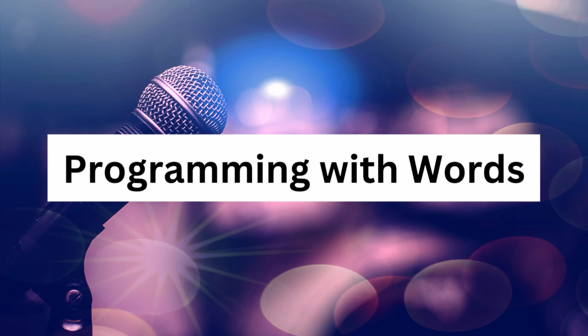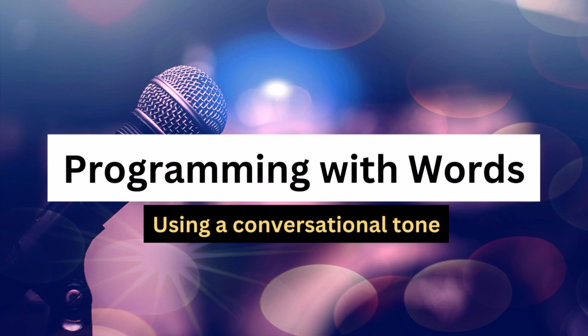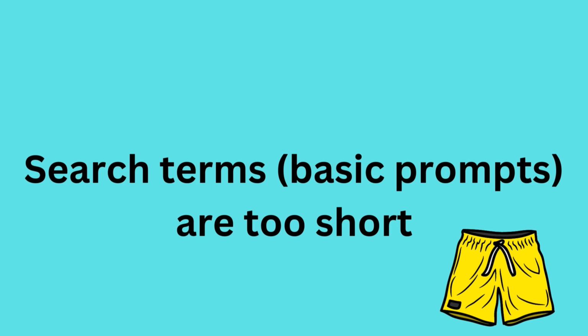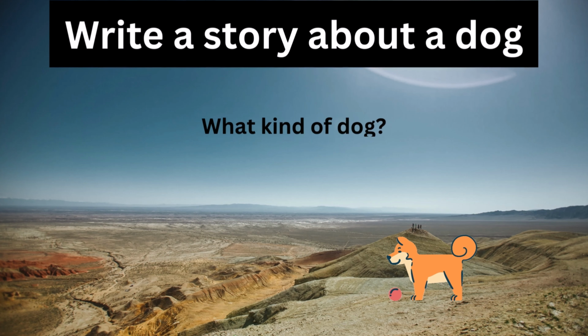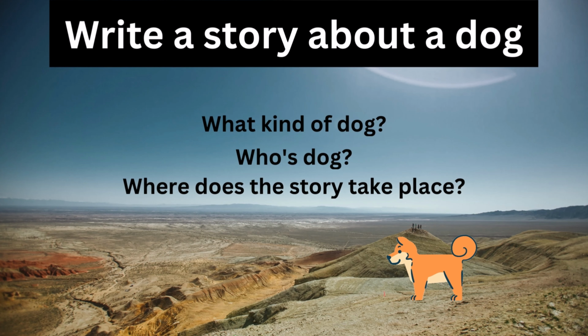Think of it as providing context to your request to elicit a better response. In simple terms, think of it as programming with words using a conversational tone. Basic prompts are often too short and don't provide any instructions. Examples of basic prompts might be something like, write a story about a dog. What kind of dog? Whose dog? Where does the story take place?